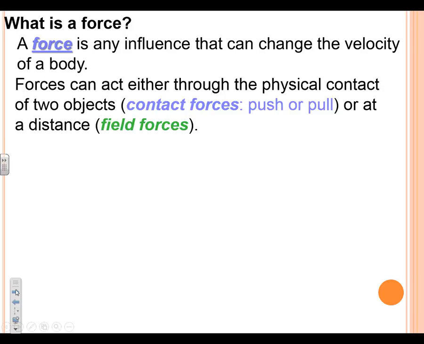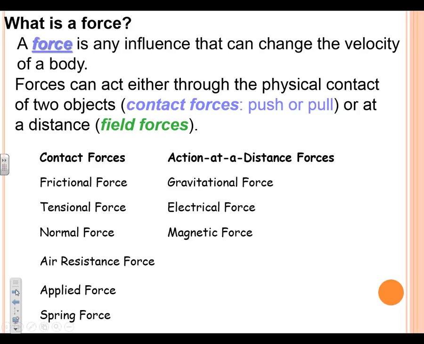Now forces can act either through the physical contact of two objects, like a push or a pull, or at a distance, which is what we'll call field forces. We primarily in AP1 will deal with contact forces since we're dealing mainly with mechanics. Now field forces come more into play with AP2. So just to let you know, a couple of examples.